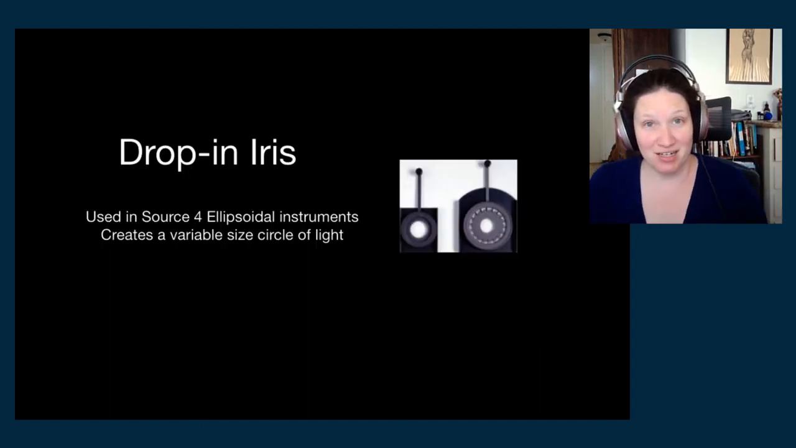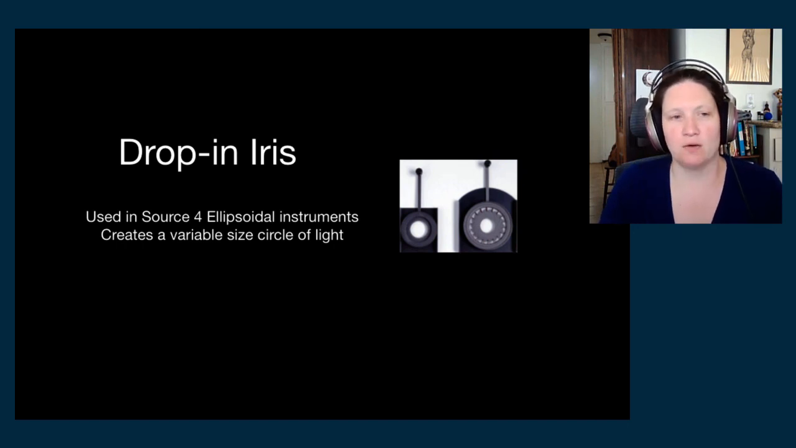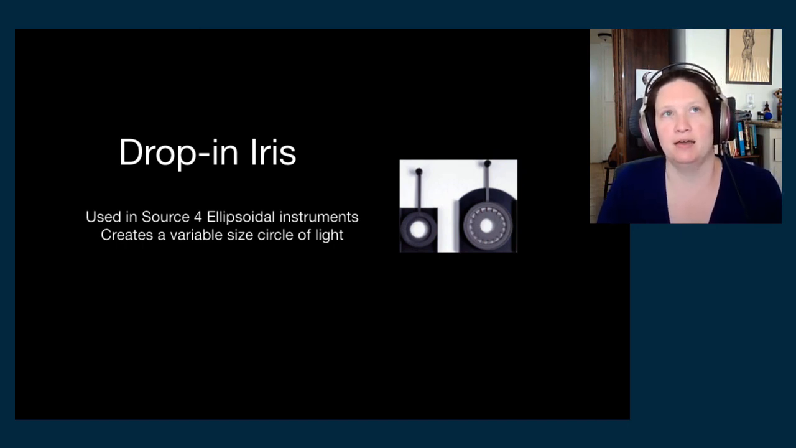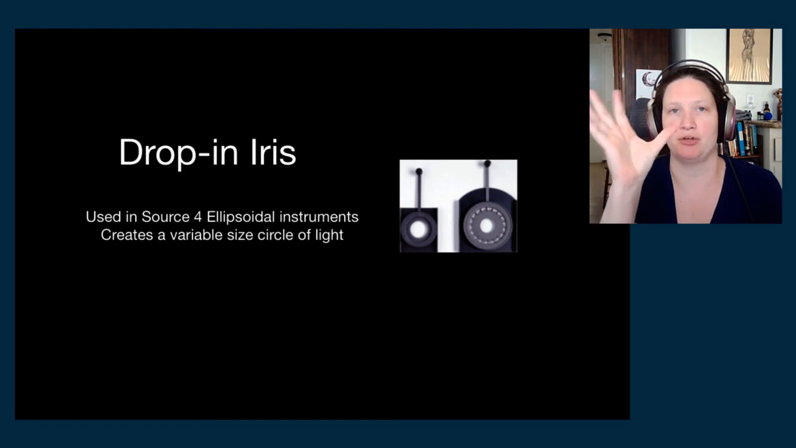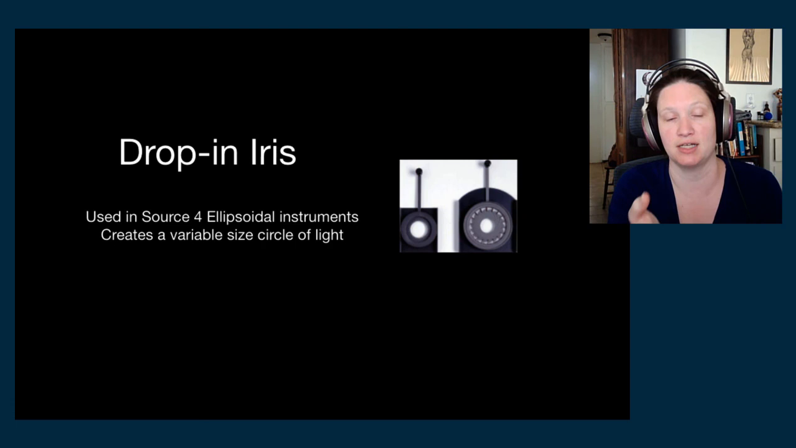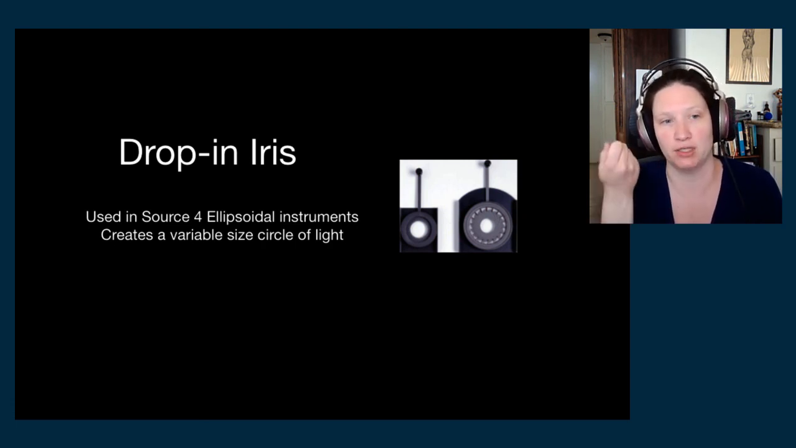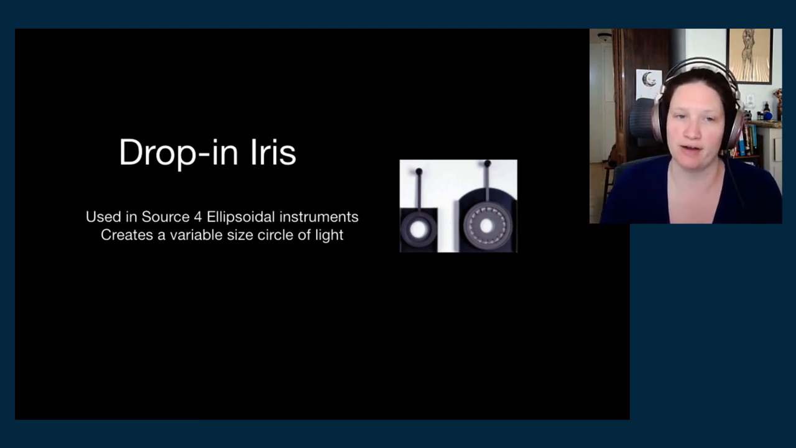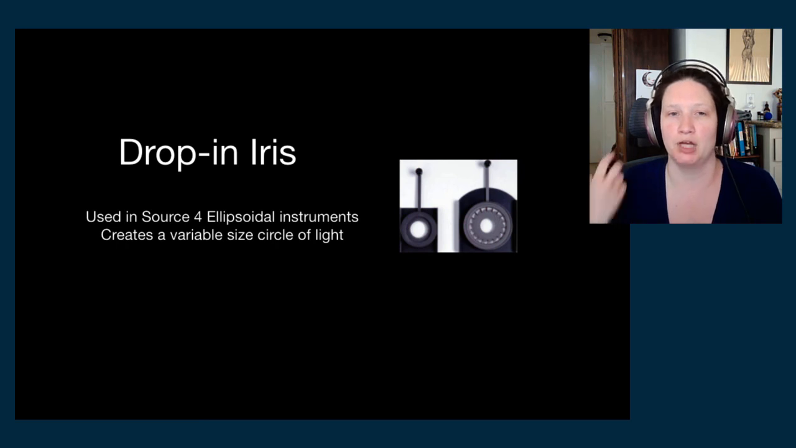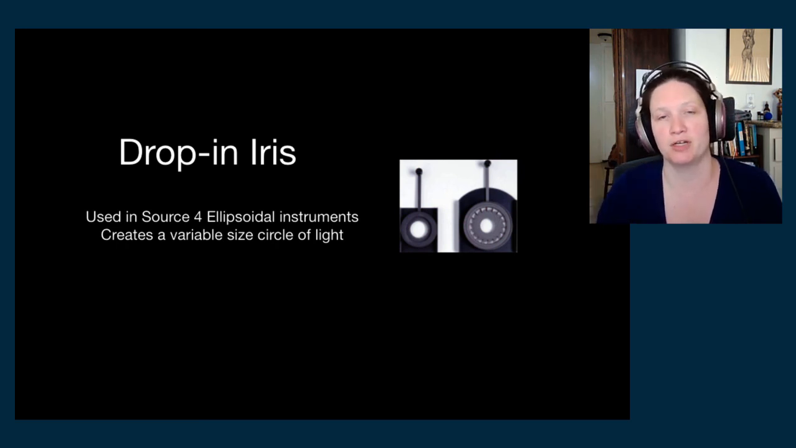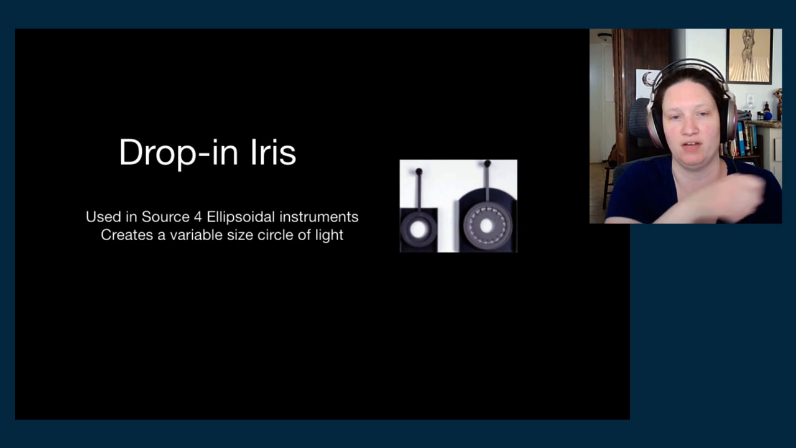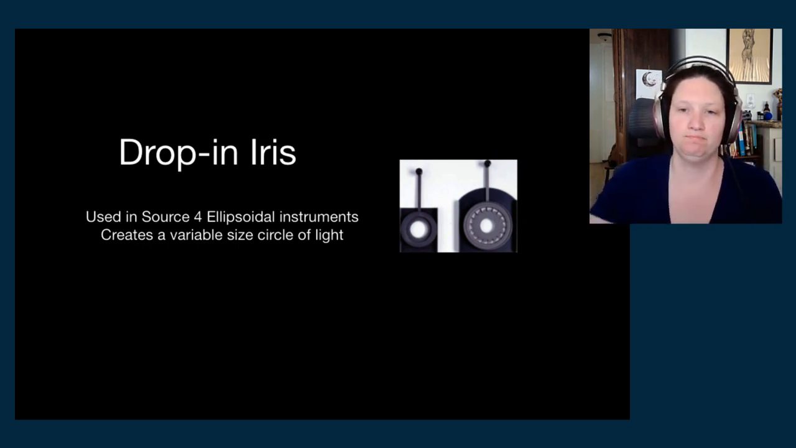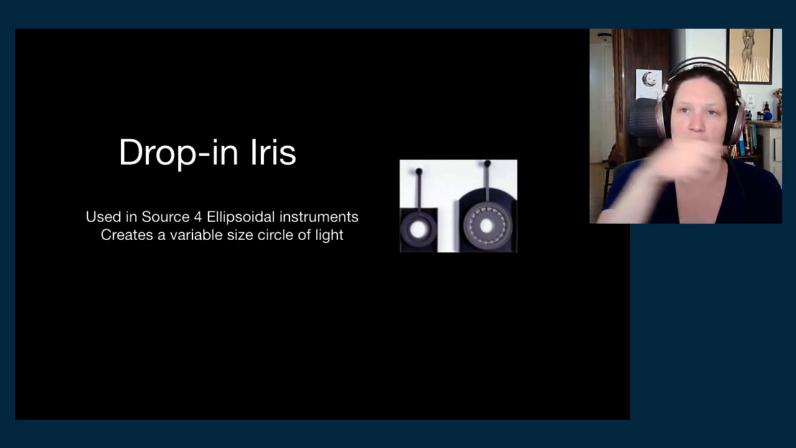A drop-in iris is super useful. So an iris is like in your eyeball, right? It's an aperture that opens and closes, or in a camera. You'll often see this iris idea in a camera. These ones you're able to drop into, again, your ellipsoidal instruments. We usually put them in a Source 4, although there are irises for other fixtures. They're very convenient for a Source 4 because you literally just drop it in, and then you have a handle that gives you infinite variation on diameter.